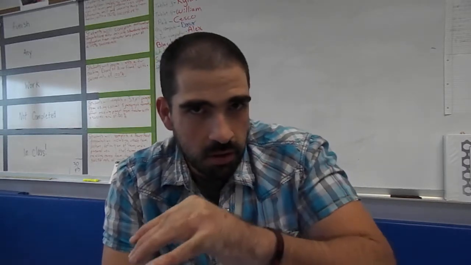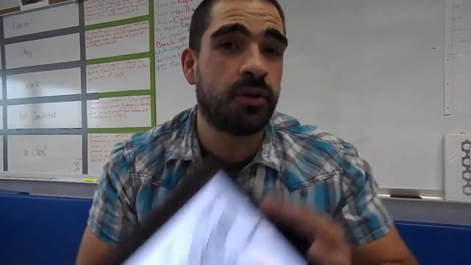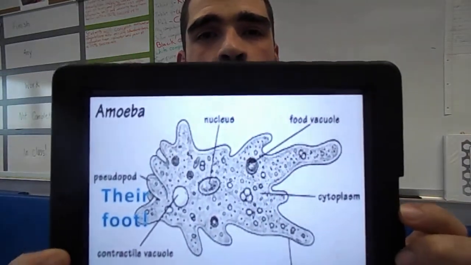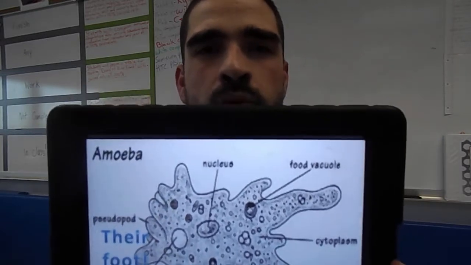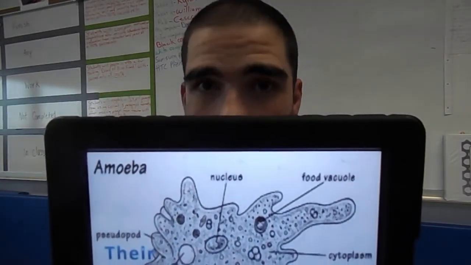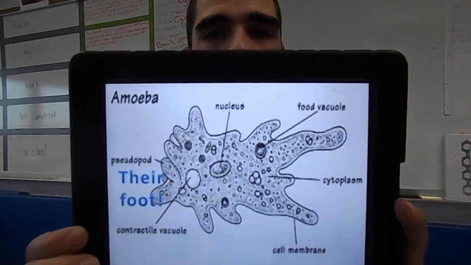When we look at amoeba under a microscope, they're really cool because they kind of move around, and they have a pseudofoot called a pseudopod. And I'm going to show you guys a picture of one on the iPad. You're going to have to diagram this guy, so make sure you pause it and do a good job diagramming, because that's going to be part of your points on your notes. So you can see an amoeba there, and I wrote in nice big blue letters his feet right next to the pseudopod. So pause the recording and draw this guy down.